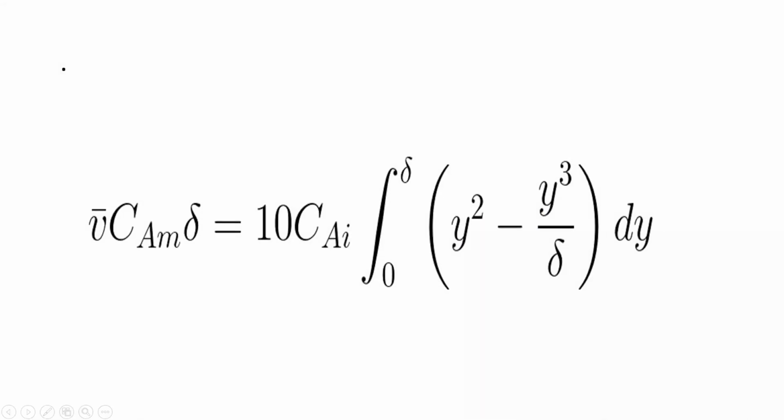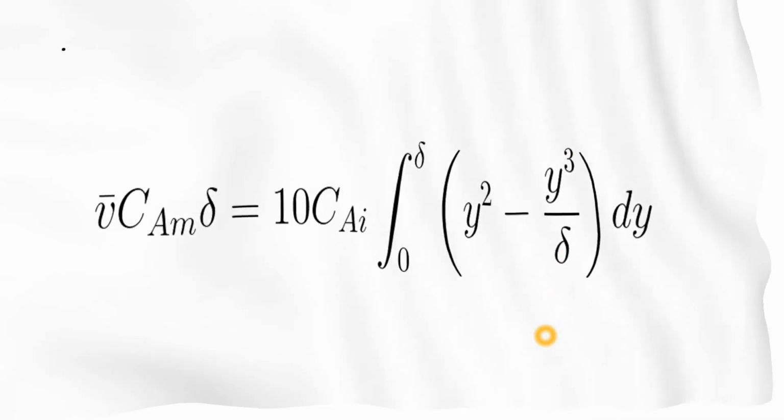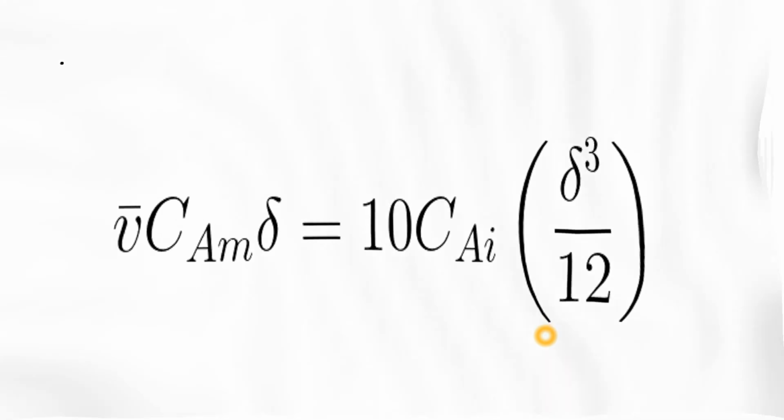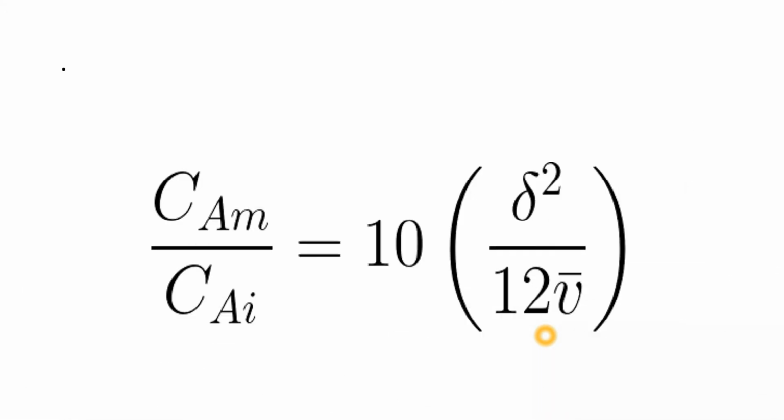If we integrate, y square will be y cube by 3 minus y to the power 4 upon 4 delta. If we put in delta, then it will be delta cube by 3 minus delta to the power 4 upon 4 delta, and delta to delta will be cancelled out, so you will get only delta cube by 3 minus delta cube by 4. If you solve it, it will give you delta cube by 12. So delta to delta will be cancelled out.